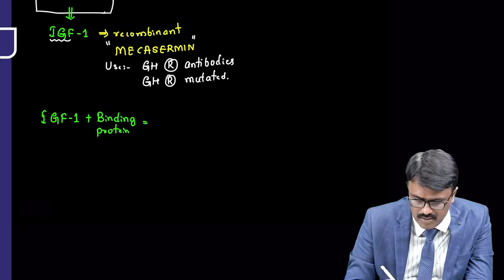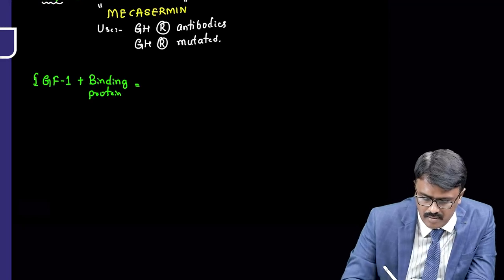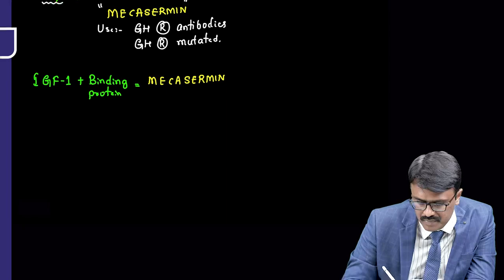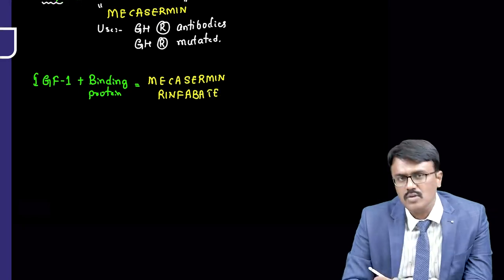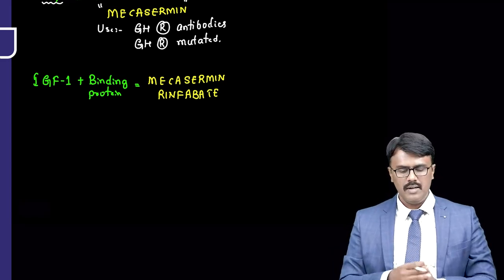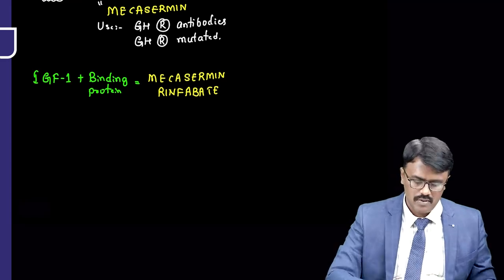So what is it called? It is called mecasermin rinfabate. So it is a combination of two, insulin growth factor 1 and its binding protein, which is called mecasermin rinfabate. And where do we use it?